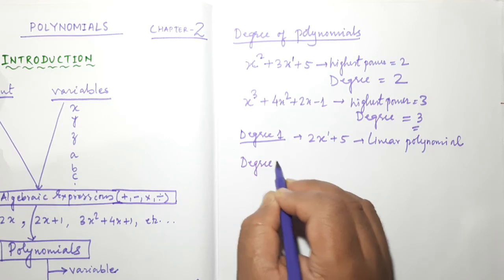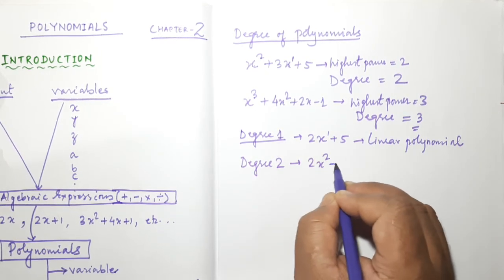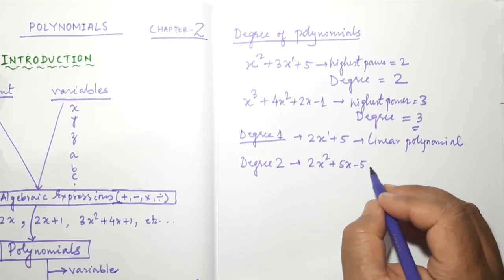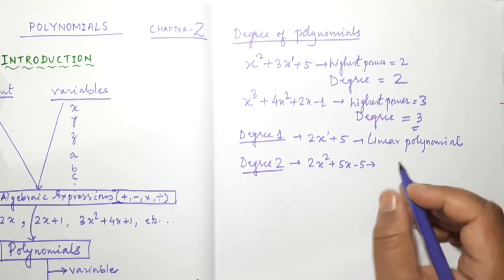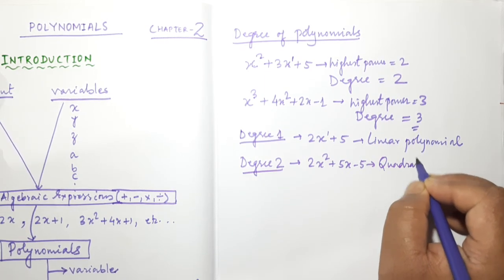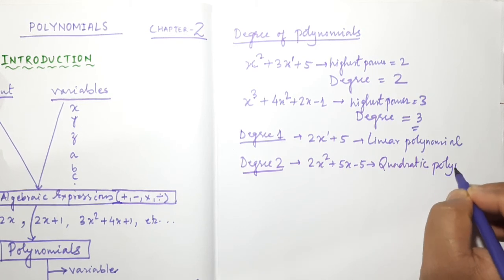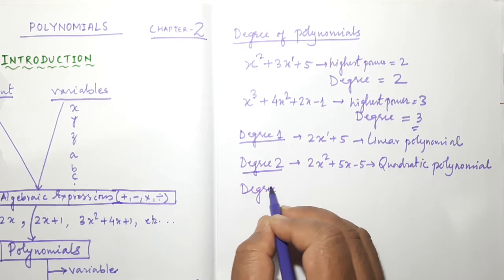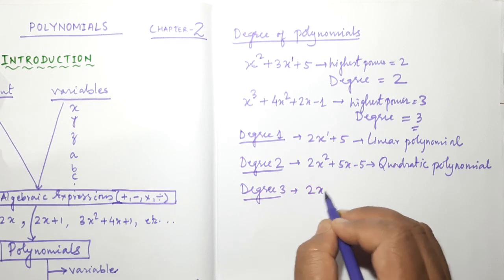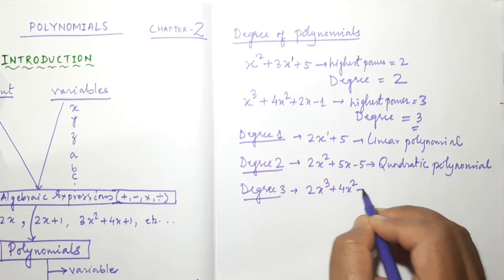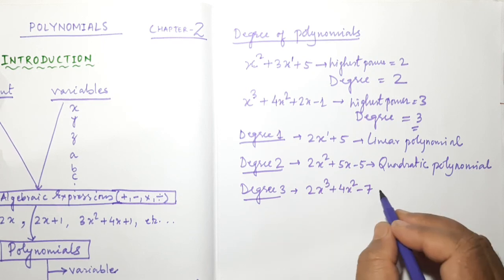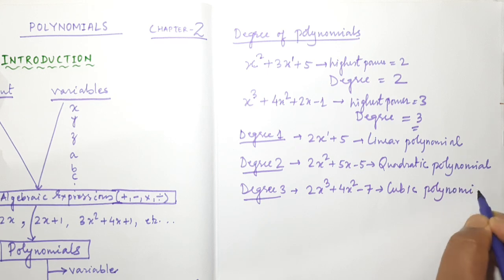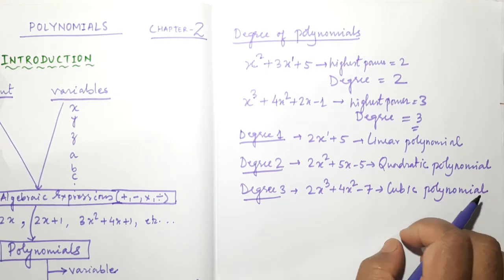If the degree is 2, like 2x square plus 5x minus 5, the highest power is 2, so the degree is 2. A degree 2 polynomial is called a quadratic polynomial. If the degree of the polynomial is 3, like 2x cube plus 4x square minus 7, let's say, this kind of polynomial is called a cubic polynomial. I hope all the things are clear.